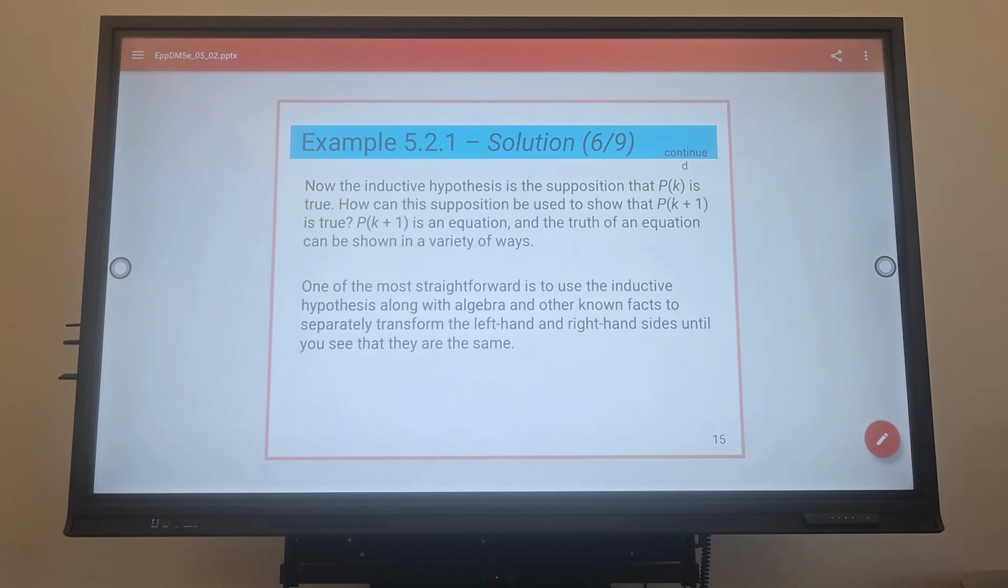Now, the inductive hypothesis is the supposition that P of k is true. How can this supposition be used to show that P of k plus 1 is true? P of k plus 1 is an equation, and the truth of an equation can be shown in a variety of ways. One of the most straightforward is to use the inductive hypothesis along with algebra and other known facts to separately transform the left-hand side and right-hand sides until you see that they are the same.